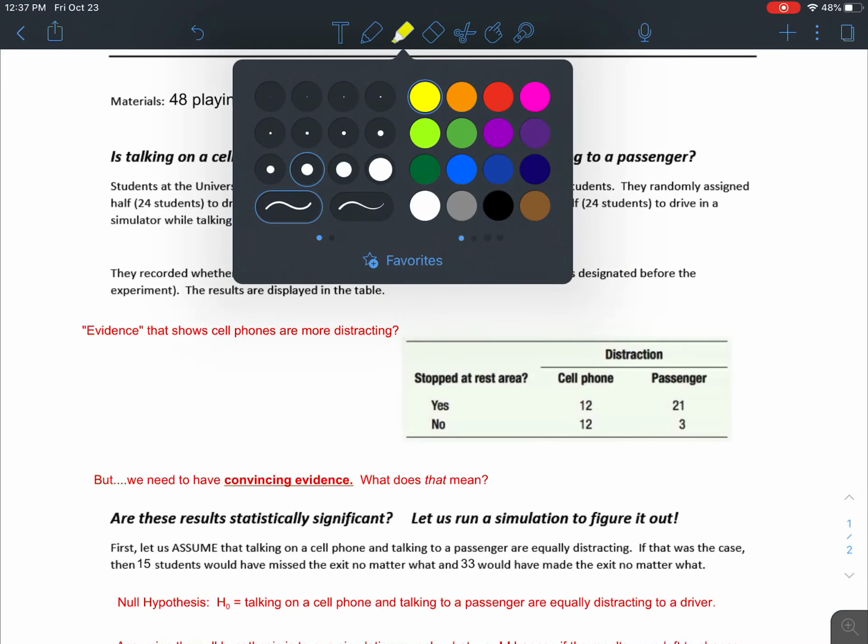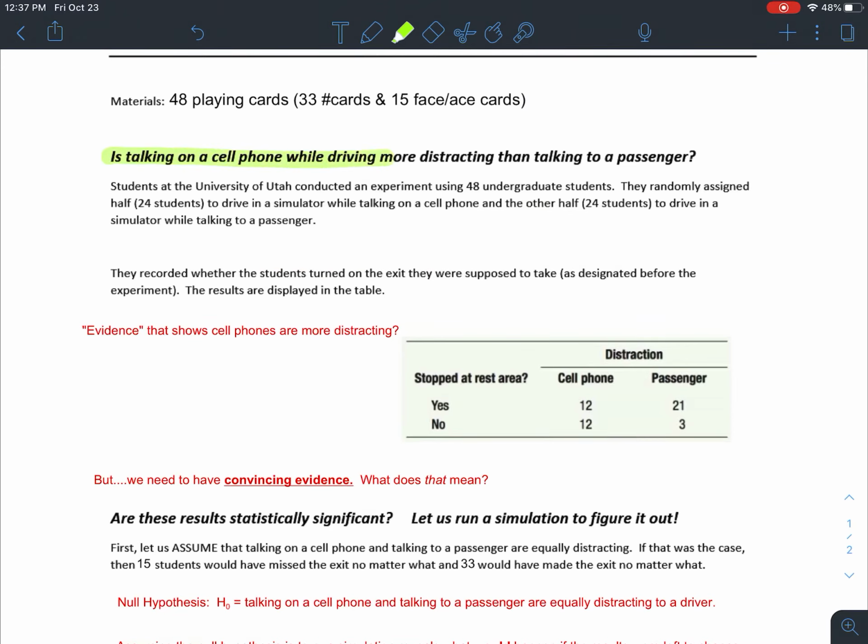So I want to look at a specific situation here. We're going to be talking about this idea: is talking on a cell phone while driving more distracting than talking to a passenger? This is an actual experiment that students at the University of Utah conducted. They took 48 undergraduate students and randomly assigned half of them, 24, to drive in a driving simulator while talking on a cell phone. The other half were assigned to drive in a simulator while talking to a passenger.